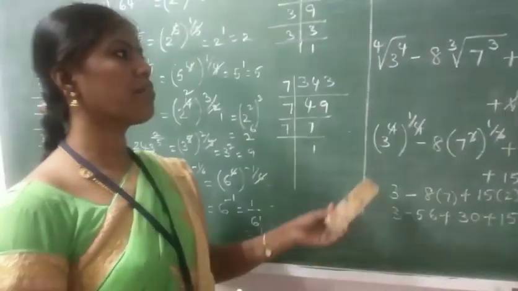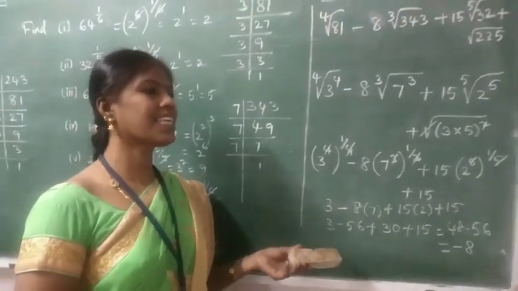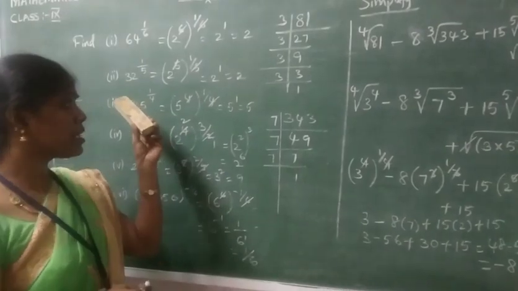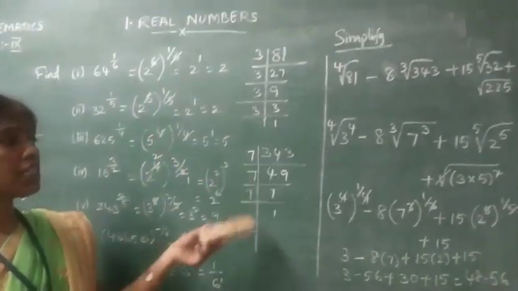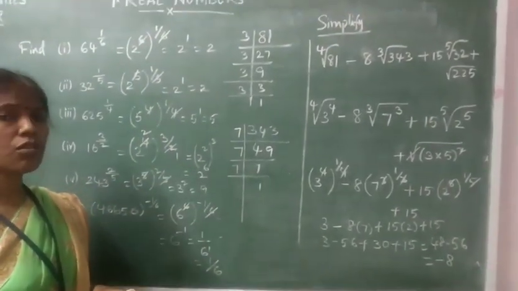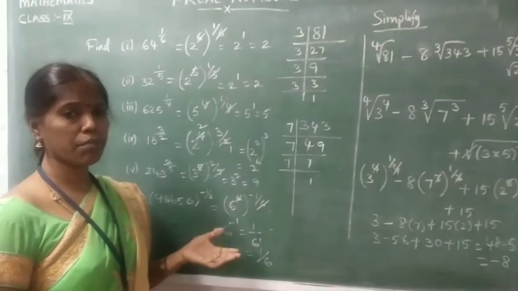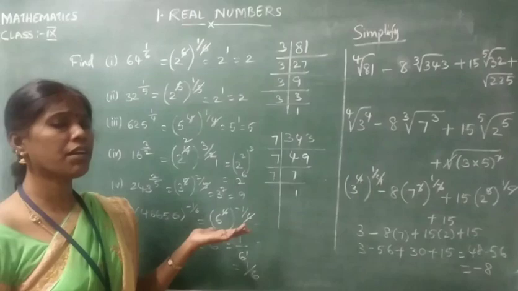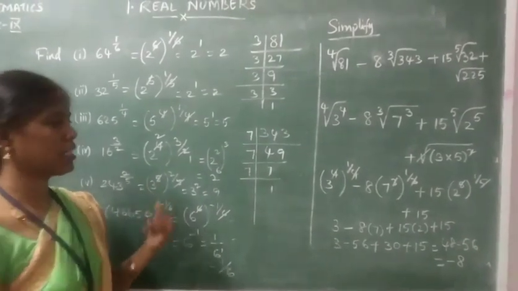So in this manner we can simplify easily by expressing the given numbers in the form of powers and simplifying. So this is a very important method and a very important problem. Mostly they will be giving it for 2 marks and 4 marks.